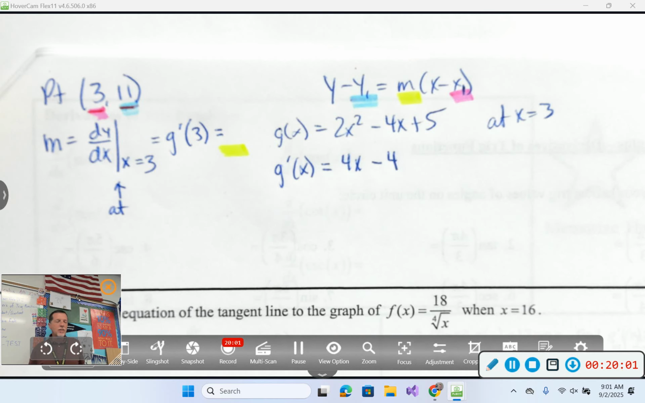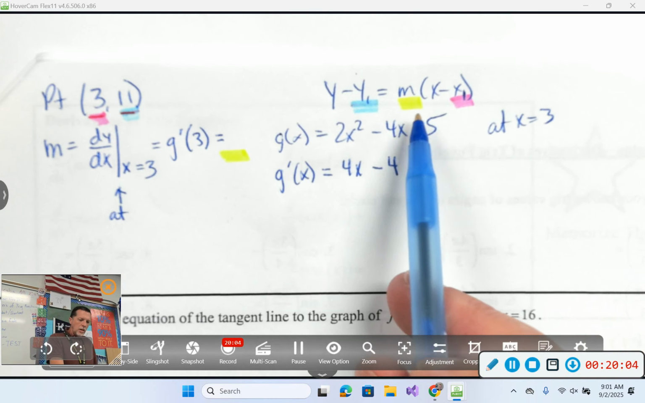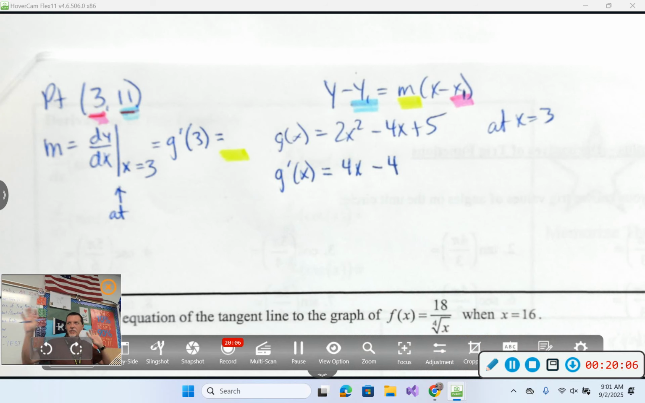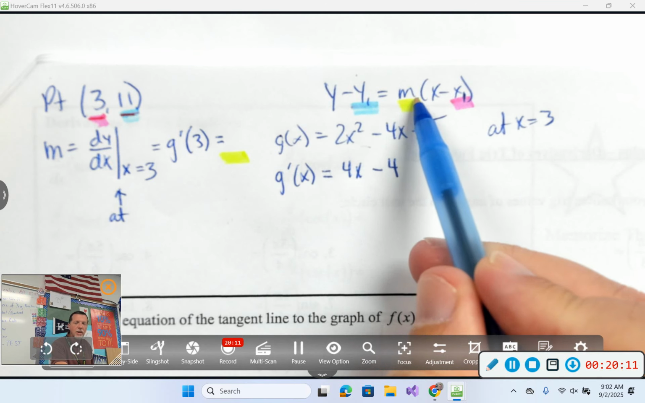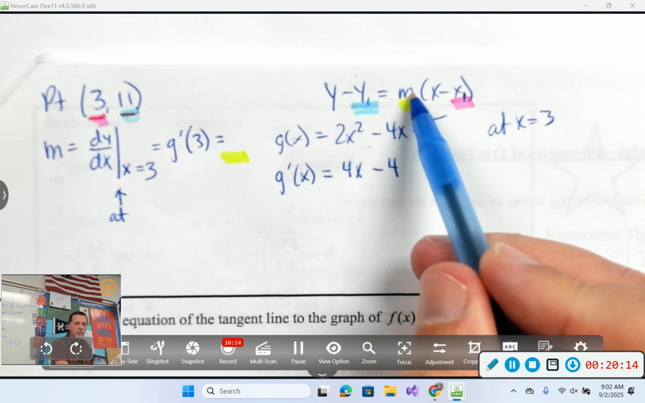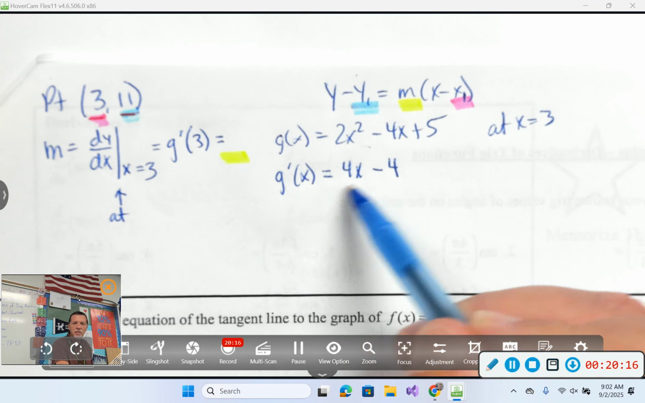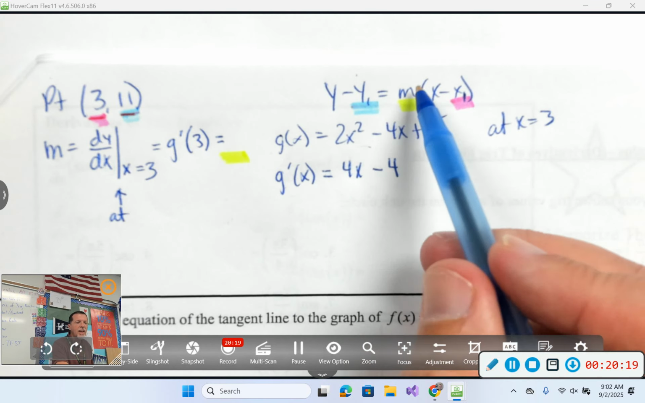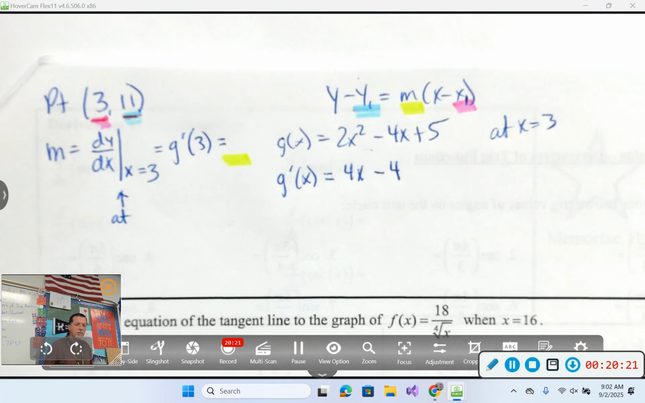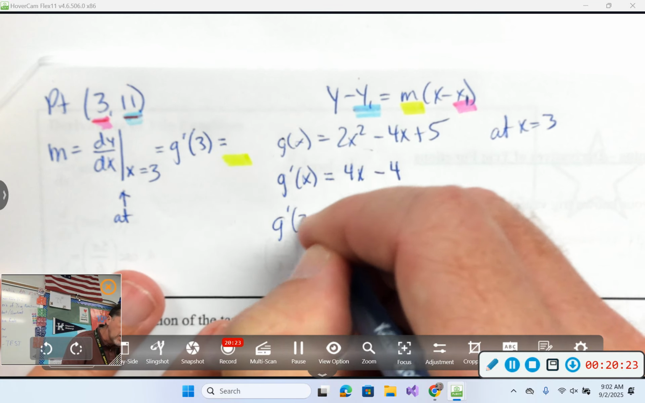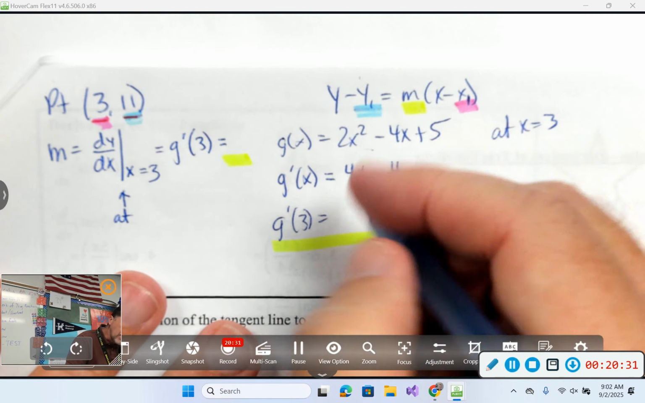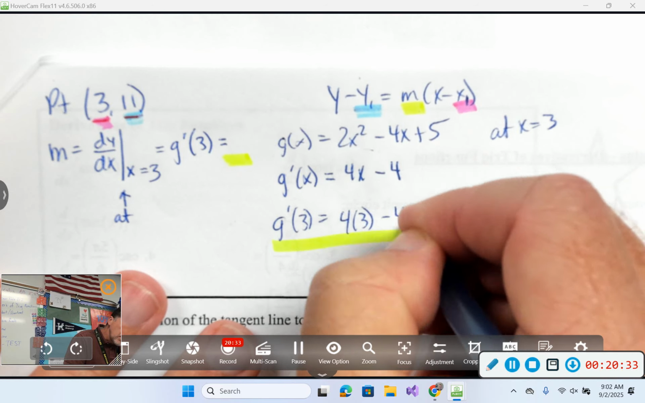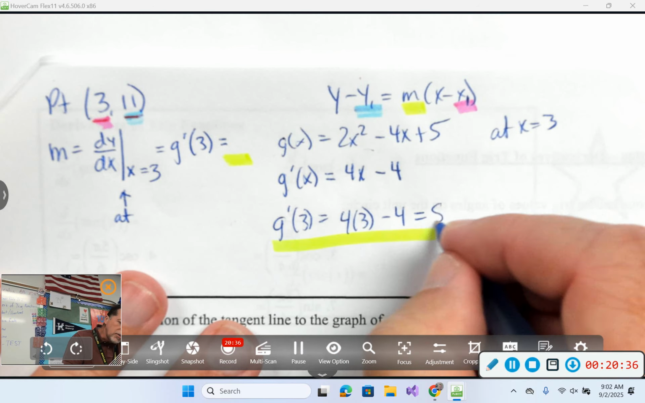Common mistake on the horizon here. So some students, they get in their head that slope is derivative. Yes, that's good. But then they'll plug this in for m. And I get what they're doing because this is the slope, but this is the slope at any particular x. I need the slope at 3. So I need to plug in 3 to figure out what my slope is. My slope at 3. Let's see, 12 minus 4 is 8.